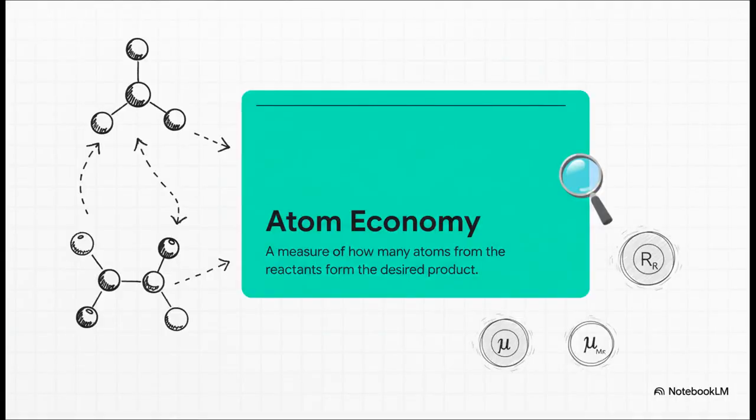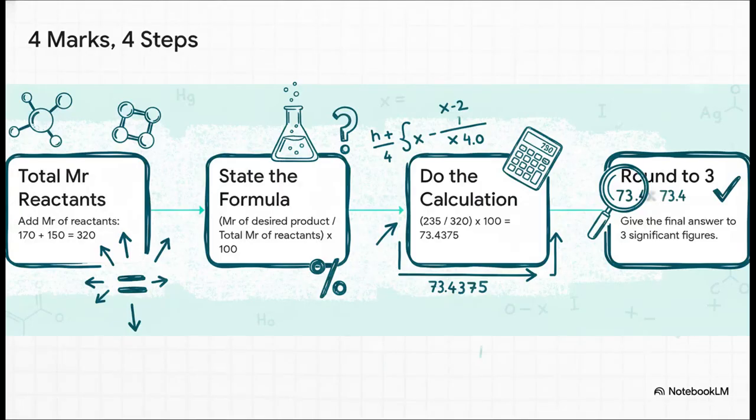In simple terms, it's a measure of how efficient a reaction is. It tells us what percentage of the atoms from our starting materials, our reactants, actually end up in the useful product we want to make. And luckily for us, the question gives us all the relative formula masses we're going to need. So, let's earn these 4 marks.